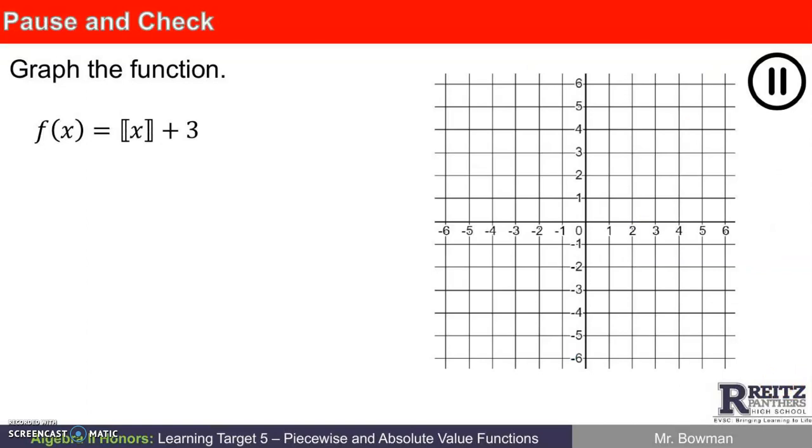Okay, this one is for you. Try to make a sketch of the graph f of x equals the absolute, not the absolute value, excuse me, the greatest integer function for x plus 3. Pause the video, see if you can make the sketch, and then hit play.